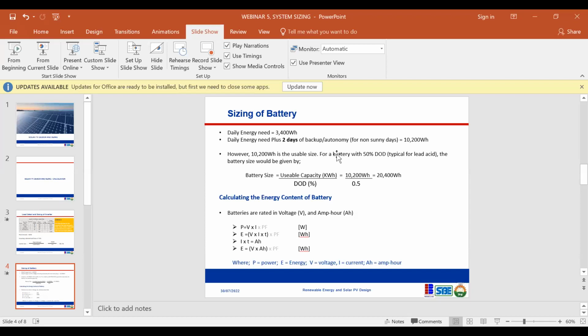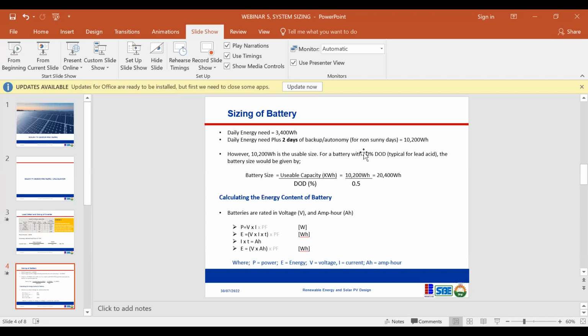So for a battery with a 50% depth of discharge, I think we discussed depth of discharge in our first class. So if you have a battery system, you do not take away all the energy in that battery system, otherwise you will damage the cells. So for every battery technology, there's a manufacturer's recommended depth of discharge. For most lead-acid batteries, it would be about 50%.